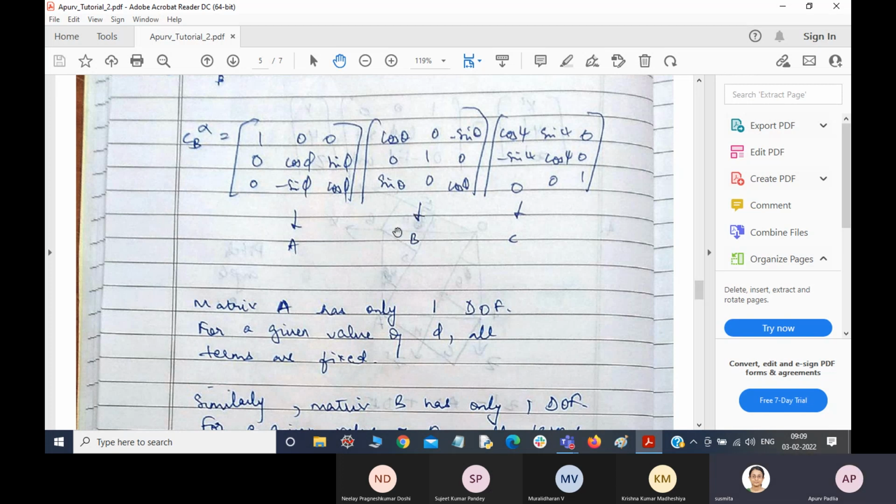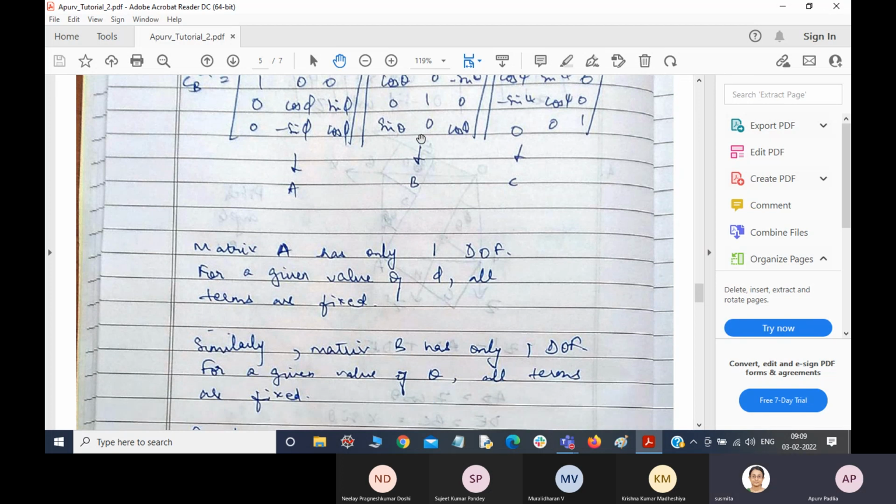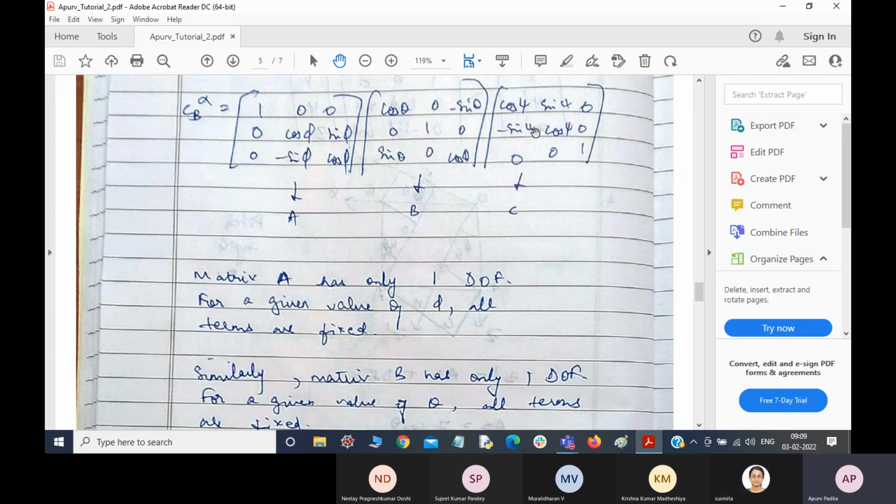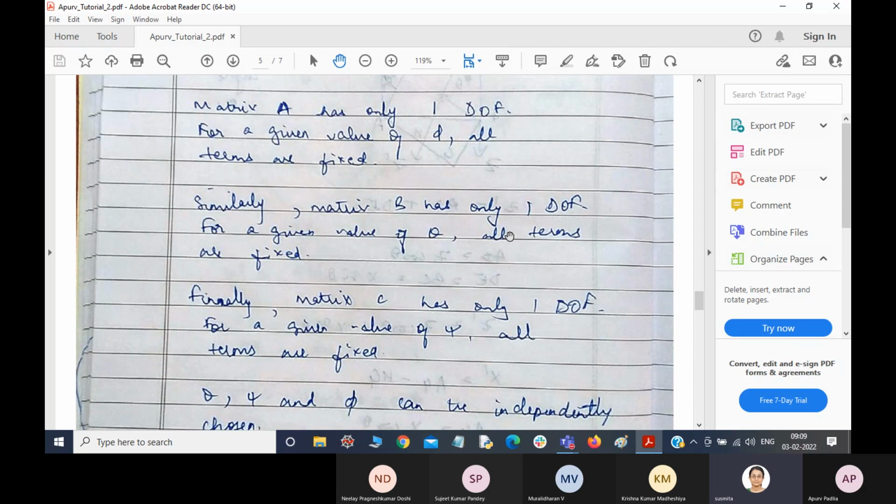And okay, this is the same argument for B and C. For a given value of theta and for a given value of psi, the matrix terms are fixed. But how can you say that the product will have 3 degrees of freedom? Each elementary matrix has 1 degree of freedom, but okay, they are independent.